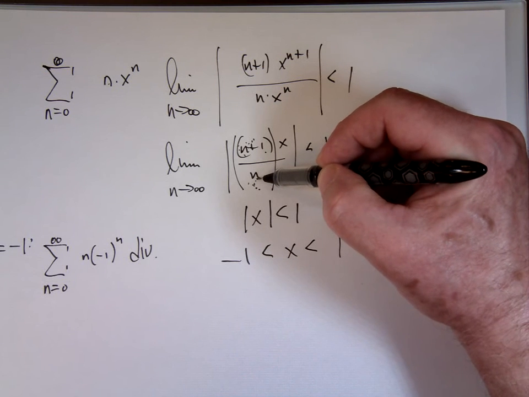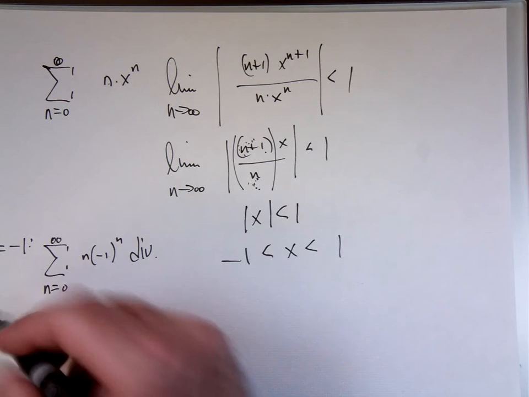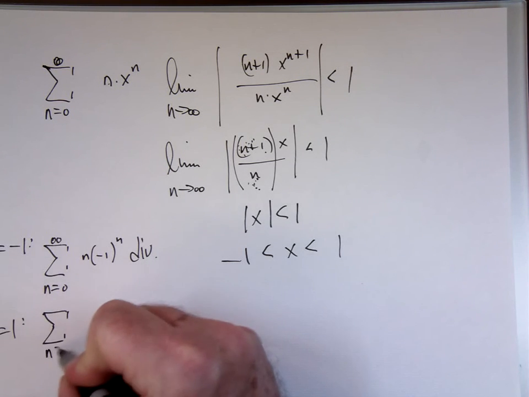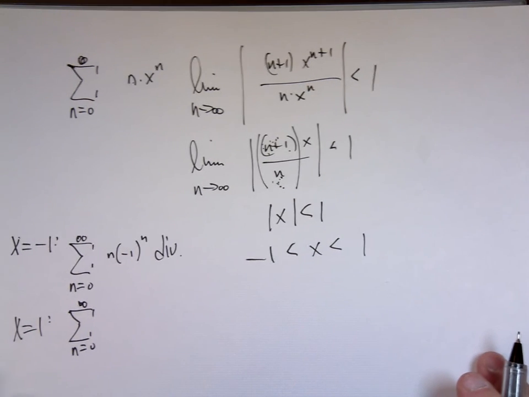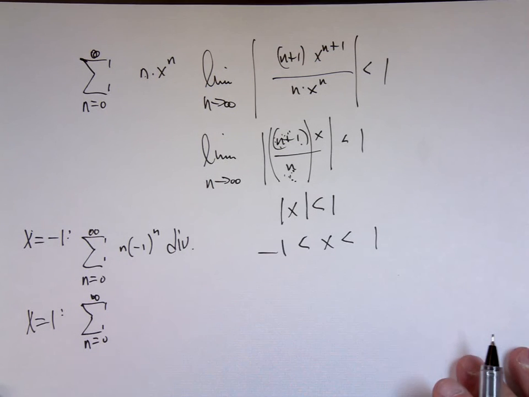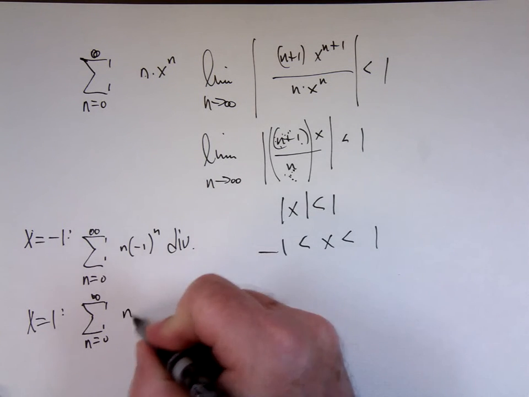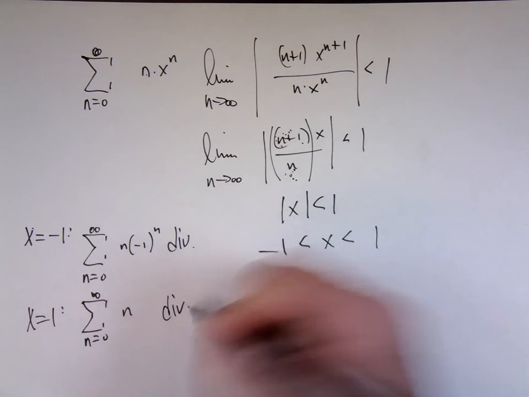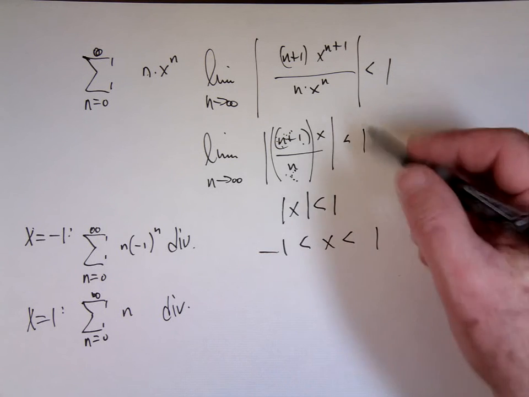Okay, what about x equals 1? If x is 1, you get n here, and that diverges as well. This is the interval of convergence. The radius of convergence is 1. So that one would work.